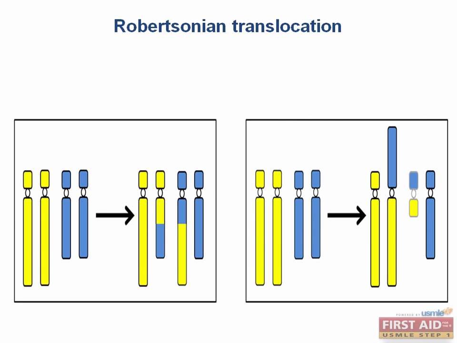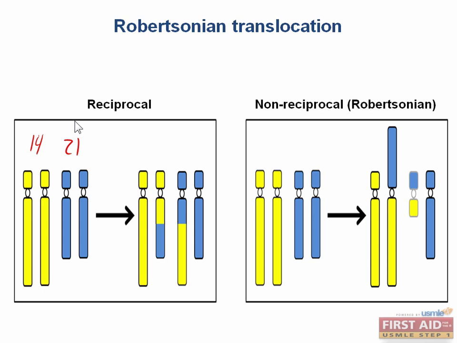A chromosomal translocation is the exchange of genetic material between non-homologous chromosomes. So in this image, the yellow chromosomes are homologous with each other, and the blue chromosomes are homologous with each other. So let's say the yellow chromosome represents chromosome 14, and the blue is chromosome 21. A translocation can be either reciprocal or a non-Robertsonian translocation, in which actual DNA fragments are exchanged between the 2 chromosomes, or a non-reciprocal or Robertsonian translocation.